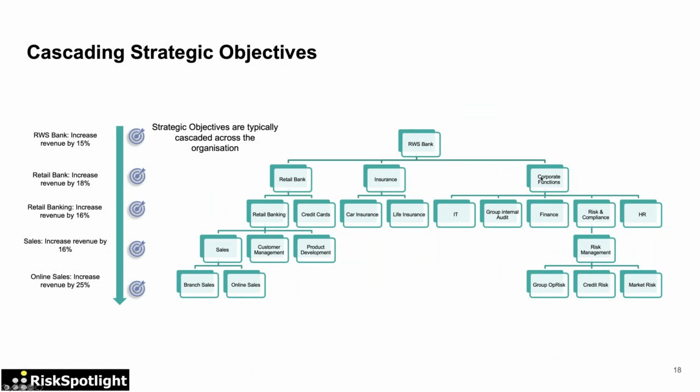Okay. So this is what is happening within an organization, or maybe in most organizations, where you have an objective at the high level. So I've just taken a fictitious bank here called RWS Bank, which has retail banking, insurance, and then there are some corporate functions. Within retail banking, it has retail banking and credit cards. And then within that retail banking, it has a sales team where they have a branch sales team and an online sales team. So that is the organization hierarchy.